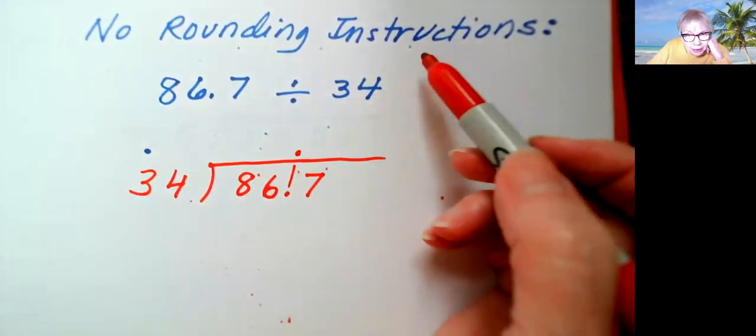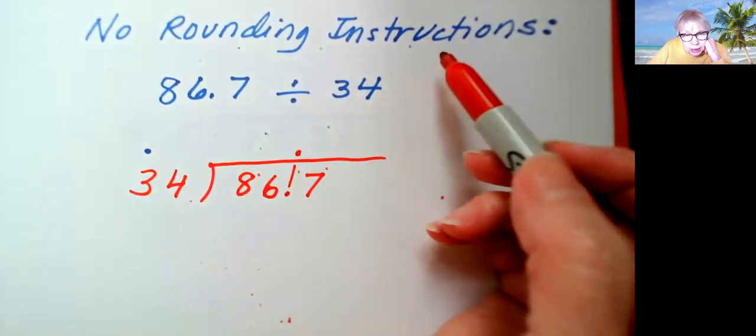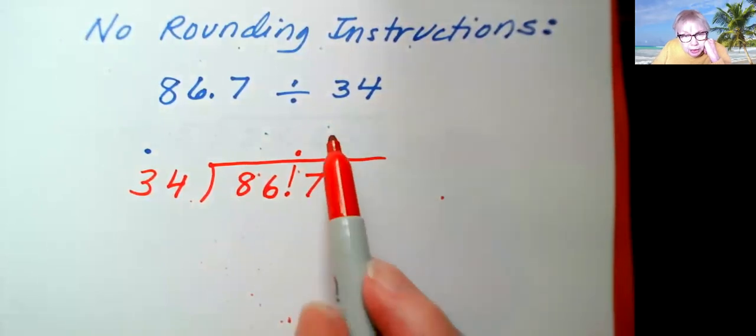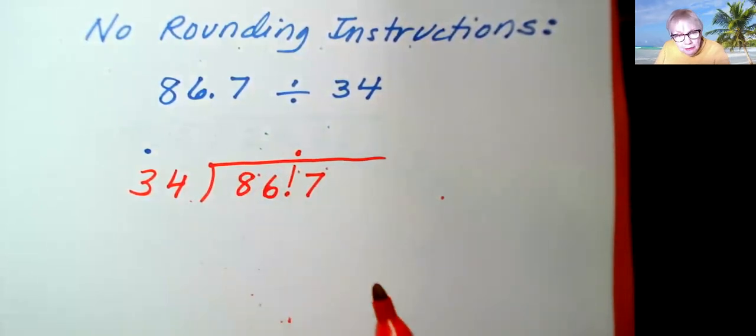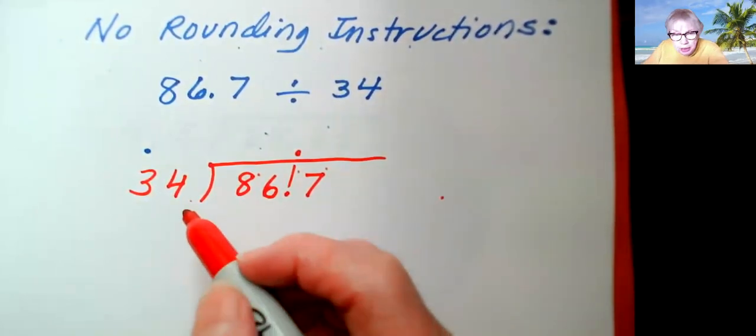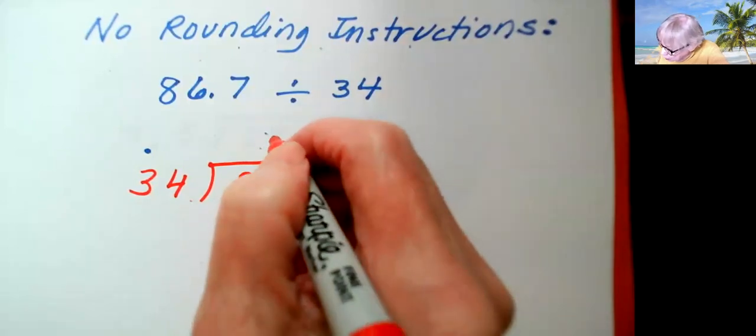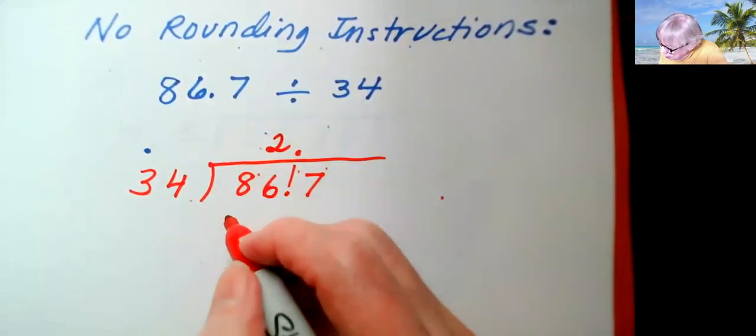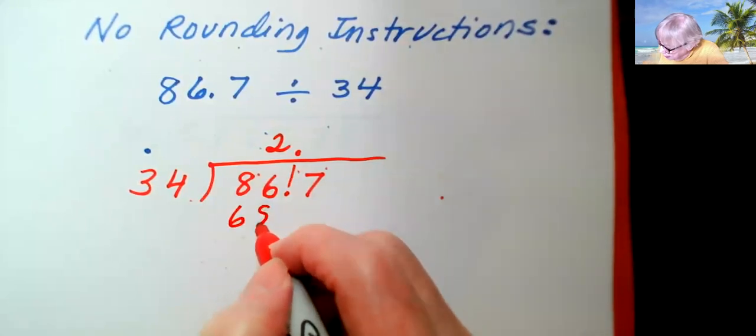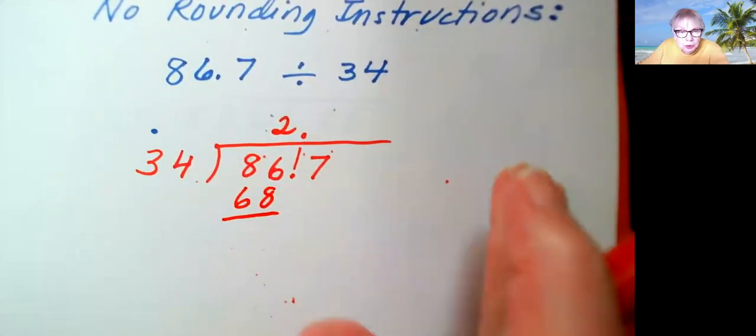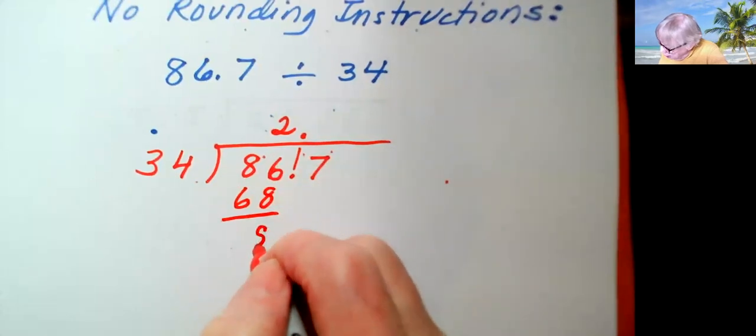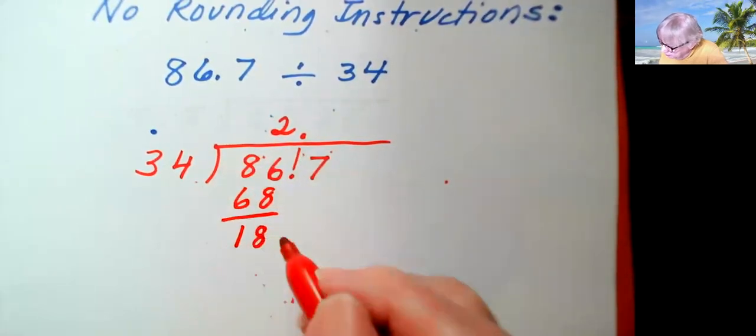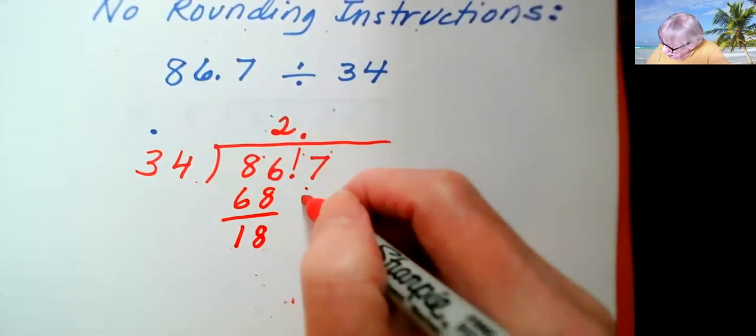The fact that it didn't have rounding instructions says to me it's probably going to come out just like the previous problem, where if you go a little bit far enough, there'll be remainder 0, and so you'll have an exact answer. That's a perfectly good answer. 34 into 86 is twice. 2 times 34 is 68. This is 16, subtract, it's 18. I'm going to bring down the 7.